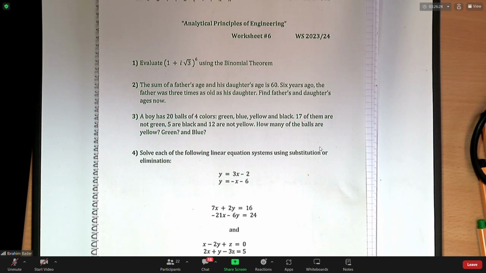What I'm saying is that the first question in this worksheet, we solved it already in the previous worksheet. You remember using De Moivre's theorem, and the answer was 64, I believe, right? Now here using the binomial theorem, you remember the rule for binomial theorem?